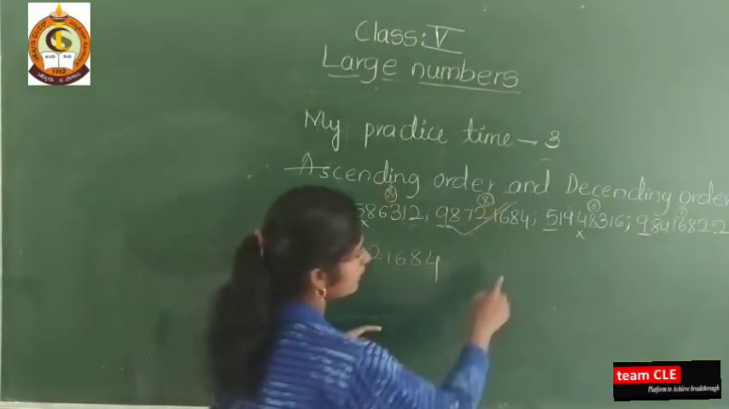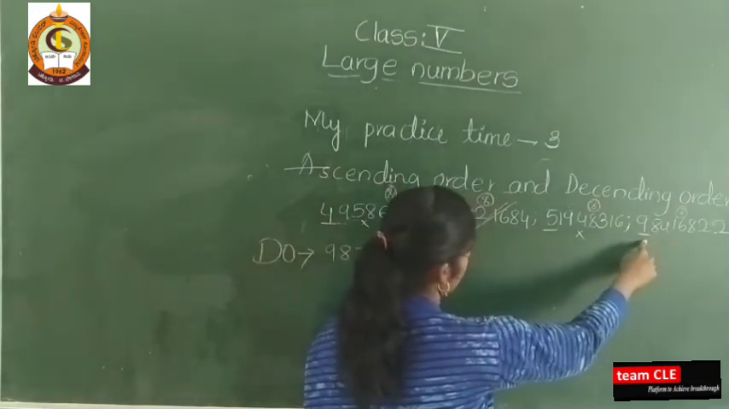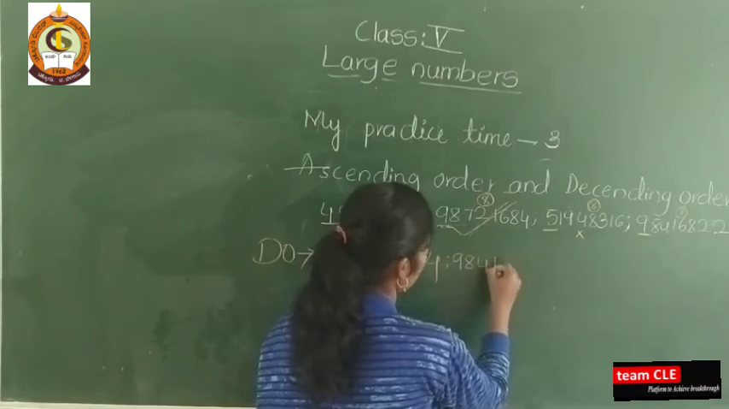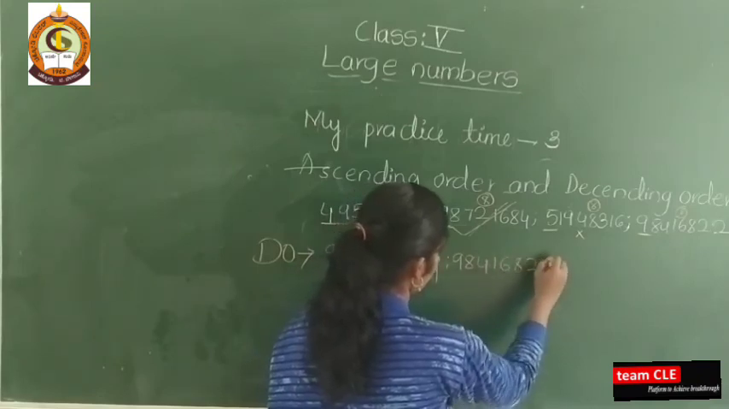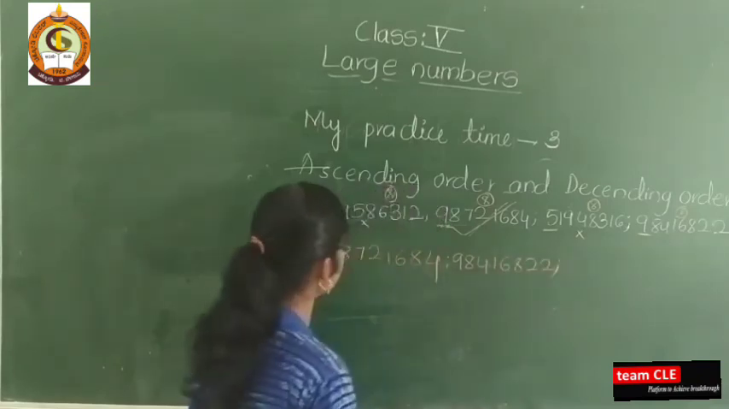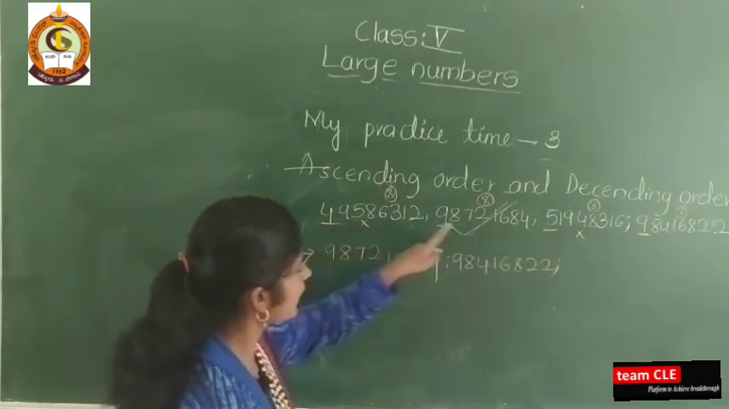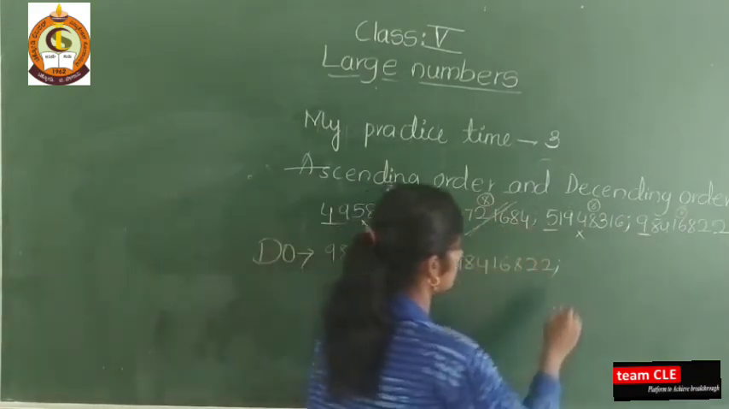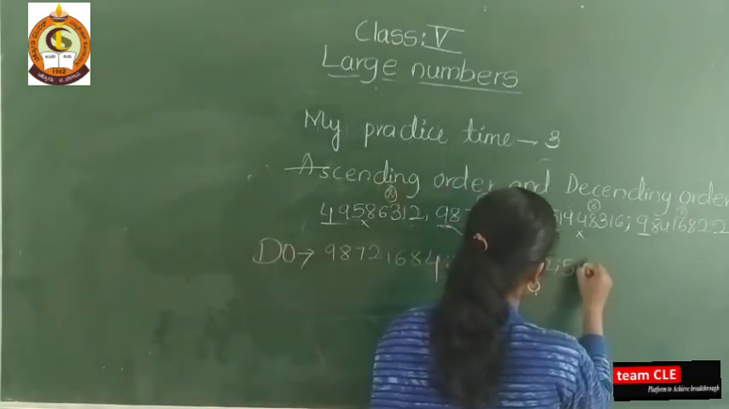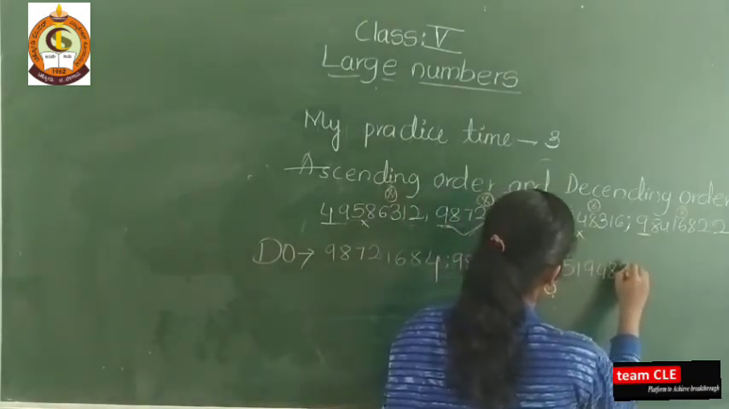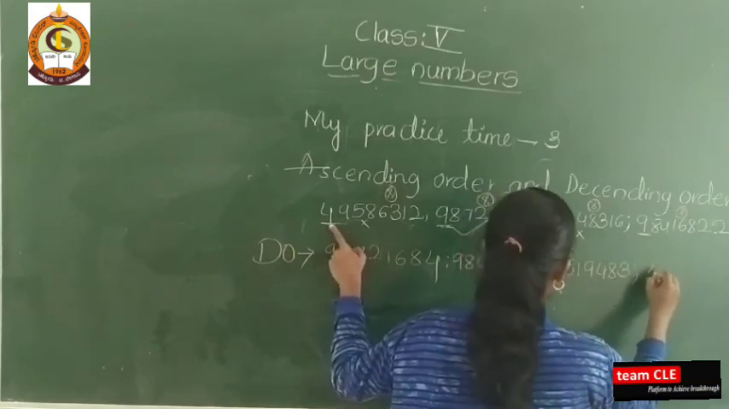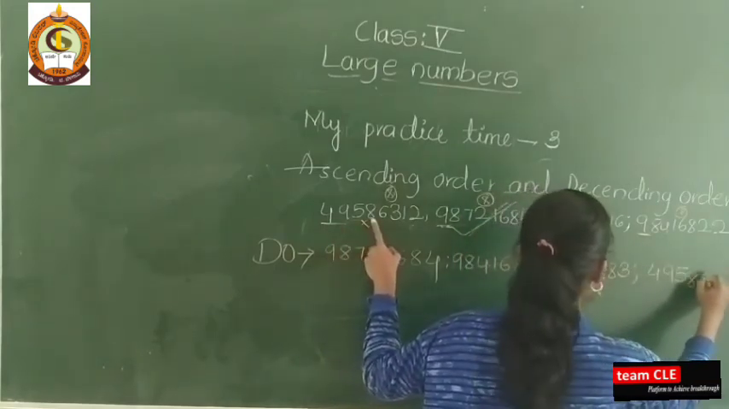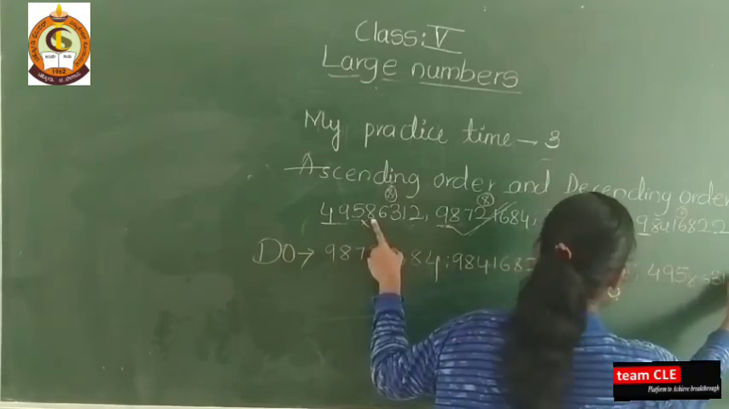Next, the 8-digit number with 9 in the first place, you write 9, 8, 4, 1, 6, 8, 2, 2. Next, which one is there here? See, this one and this one. Here 5 is there and here 4 is there, so I will write this. 5 is the greater number: 5, 1, 9, 4, 8, 3, 1, 6. Next, the remaining last one: 4, 9, 5, 8, 6, 3, 1, 2.